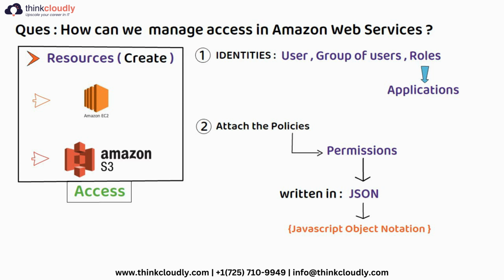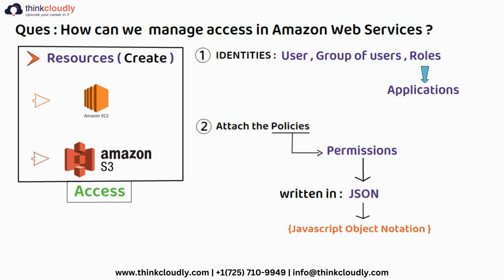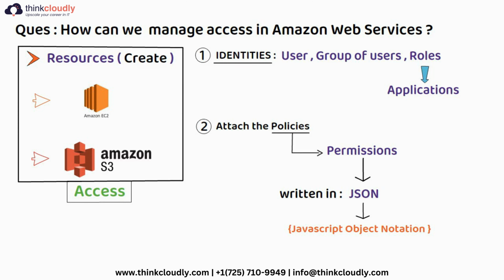So policies are quite important. These play a very important role, as well as identities. So we are dealing with two entities all in all, identities as well as policies. In order to manage the access in AWS, we will create resources, and we will create identities in the form of users, group of users, roles, and applications, and then we will attach the policy.